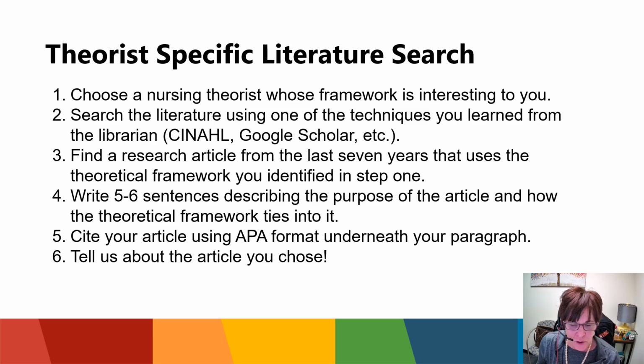You're going to find a research article from the last 7 years that uses the theoretical framework you identified in step 1. You're going to write 5 to 6 sentences describing the purpose of the article and how the theoretical framework ties into it. You're going to cite your article using APA format underneath your paragraph. We would discuss this if you were in class, but you're going to complete that and turn that in.